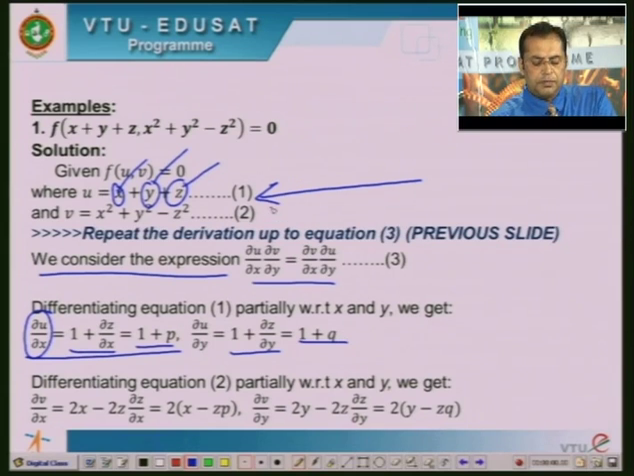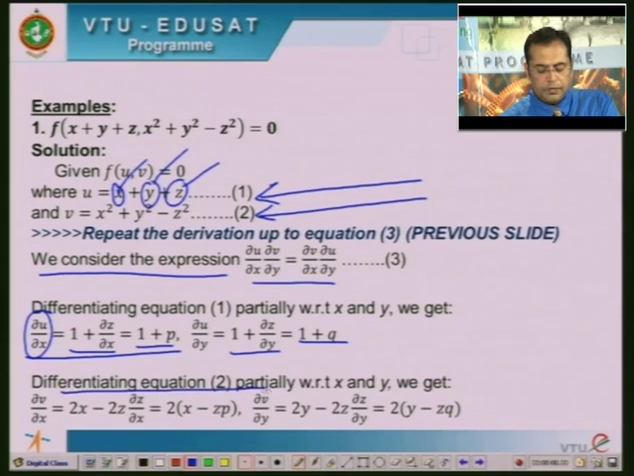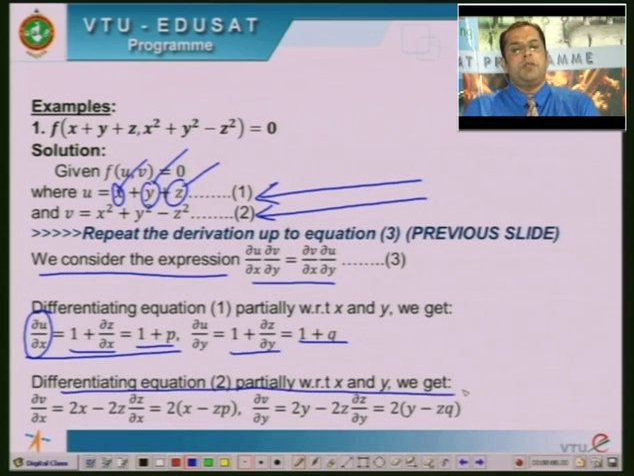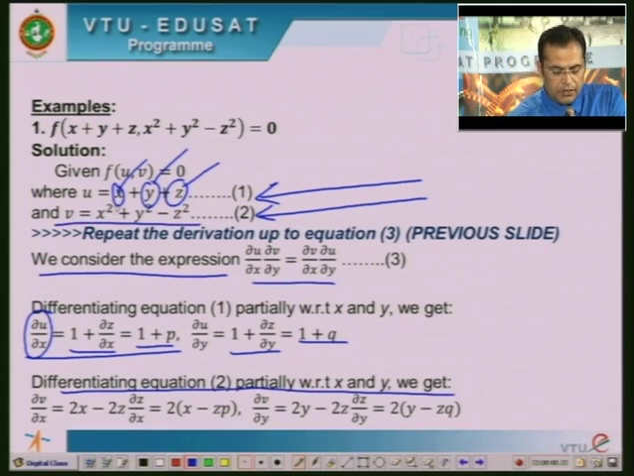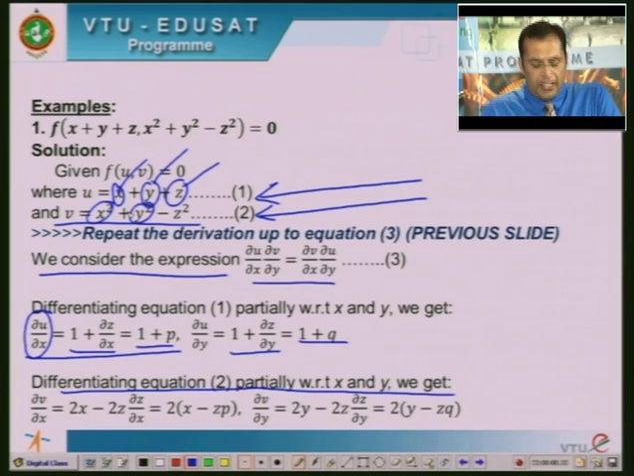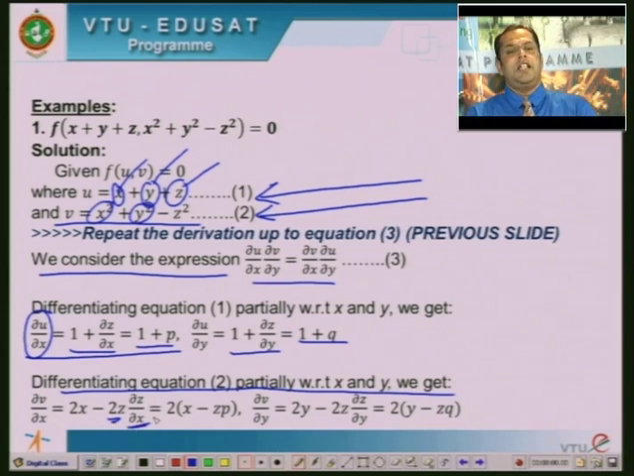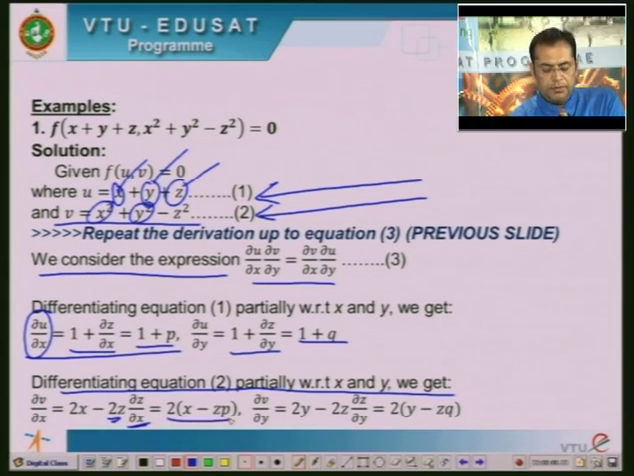Now, go to the expression in equation 2 and differentiate partially with respect to x and y. So, differentiating equation 2 partially with respect to x and y, we get first dou v by dou x: x square is 2x, y square is 0. What is z square, friends? Because z depends on x and y, z square will be first 2z followed by the corresponding partial derivative dou z by dou x. So, if you take 2 common and use notation, it is 2 times x minus zp.